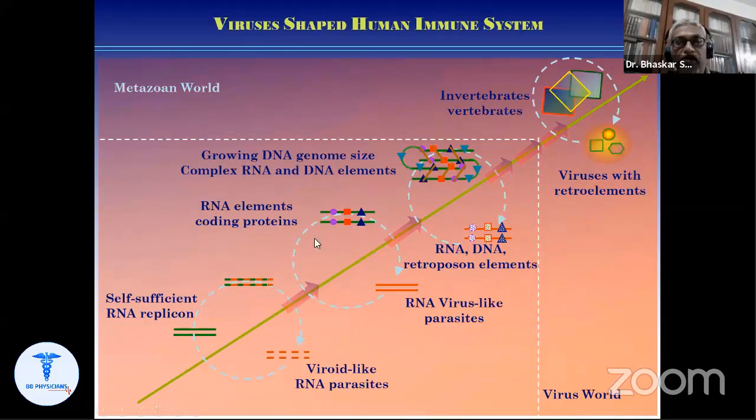It grew complex in the later portion, and during the course of evolution, RNA elements coding proteins evolved, and then further. And during this period, different retroposon elements evolved. And here also we had the increase in DNA genome size and the complexity of the RNA and DNA elements, their arrangement, their regulations, everything was more and more complicated. And that is how finally we arrived at what we have here.